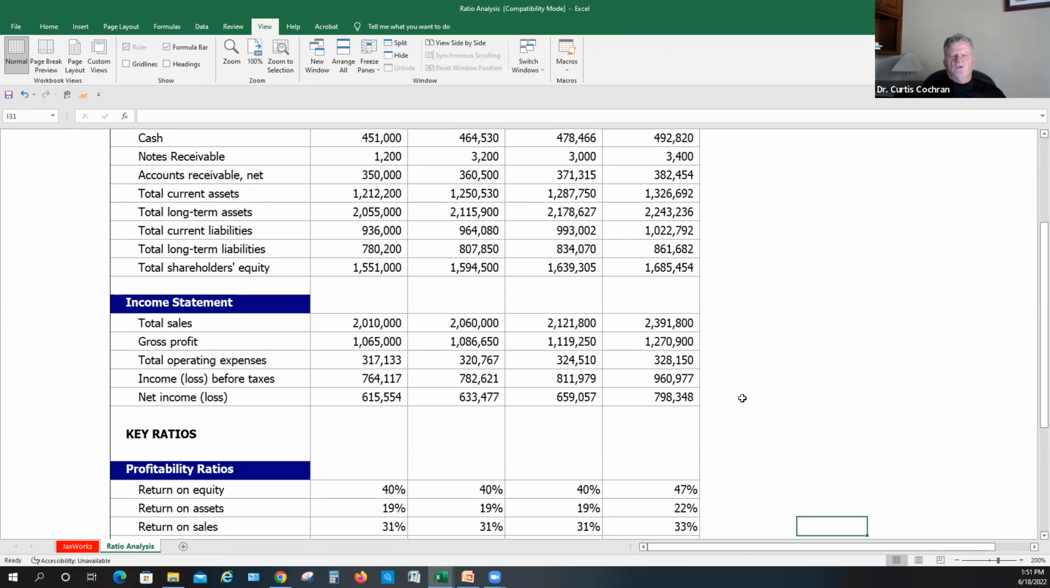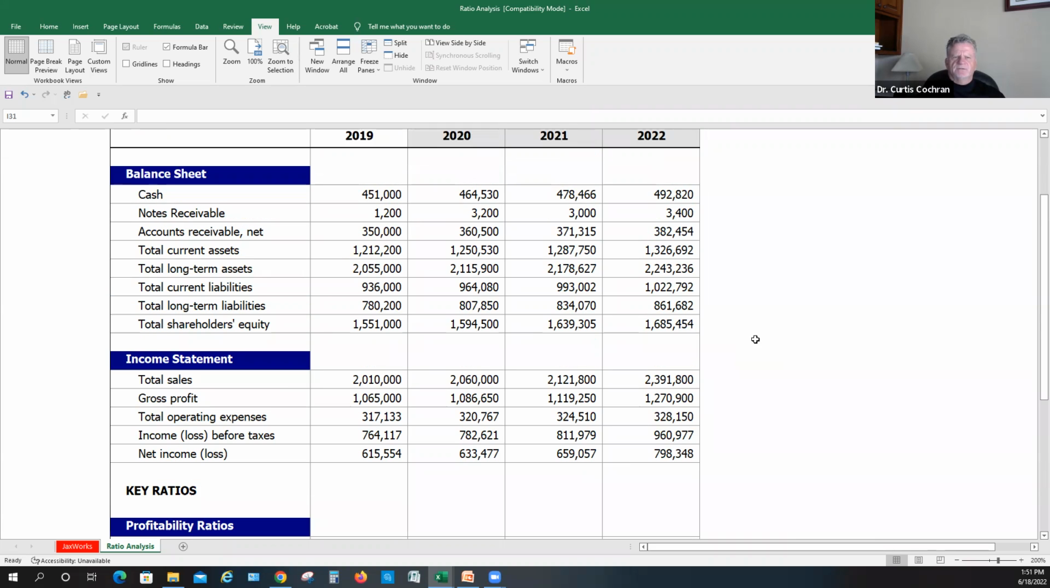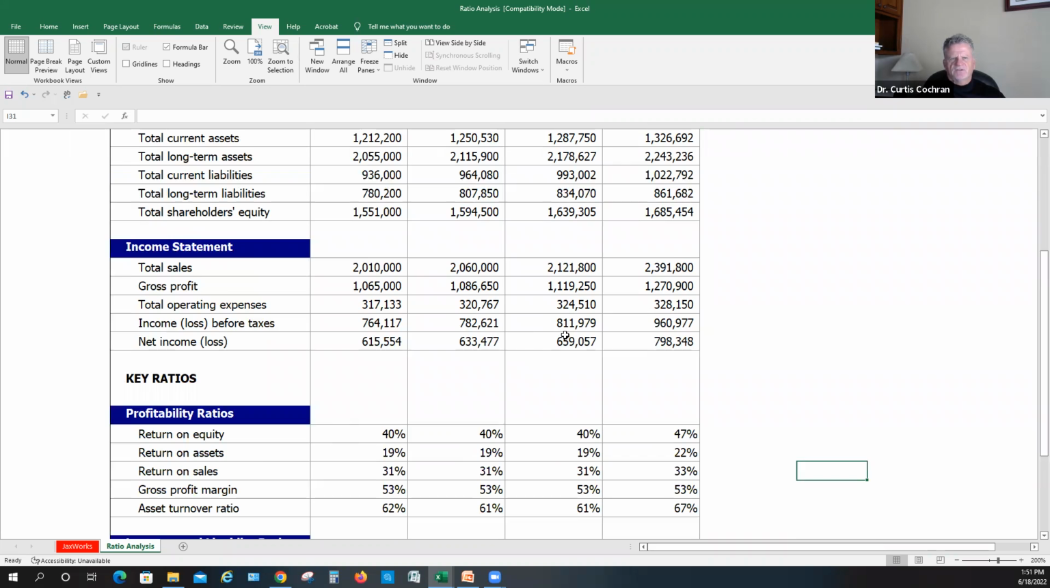So when you're in business, what I want you to focus in on are these numbers, your balance sheet and income statement. But the bottom line, the net income, you want to increase that as much as possible. Okay. So now let's go a little bit further down.